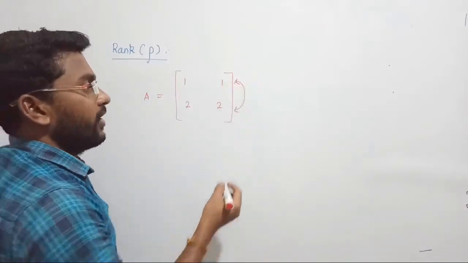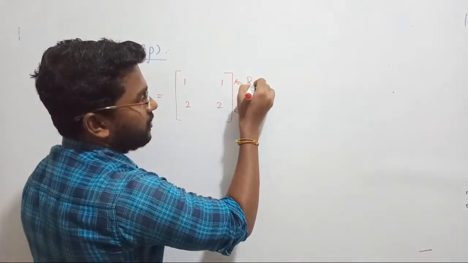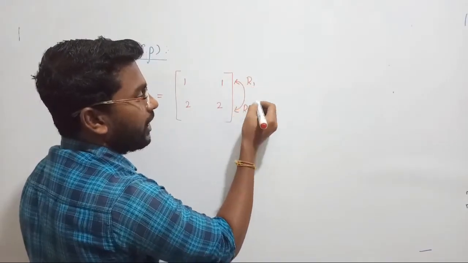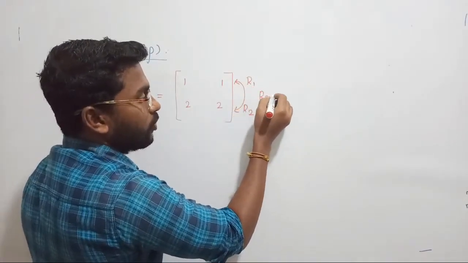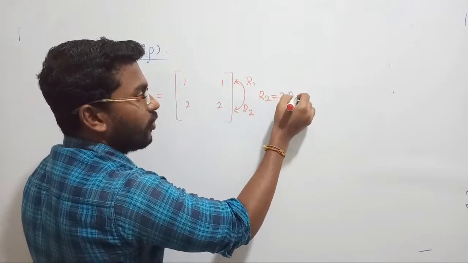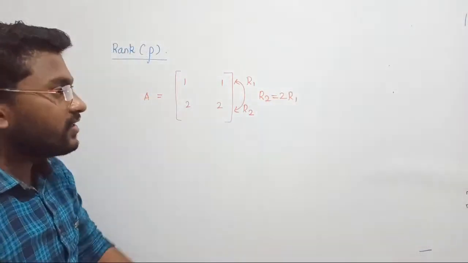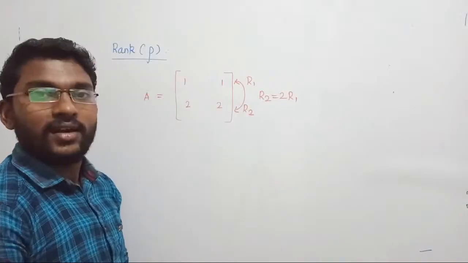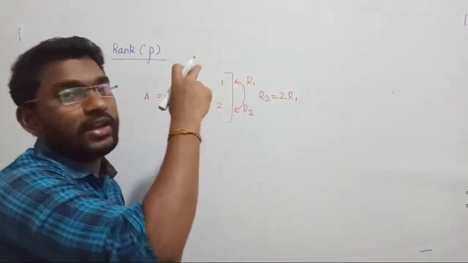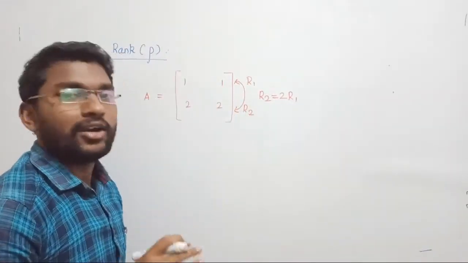When your row number 1, let me call this row number 1, let me call this row number 2, it clearly denotes row number 2 will be twice of row number 1. Correct? Is there any similarity between them? Yes. Can you bring this type of relation for the last person? No. So the conclusion is what?